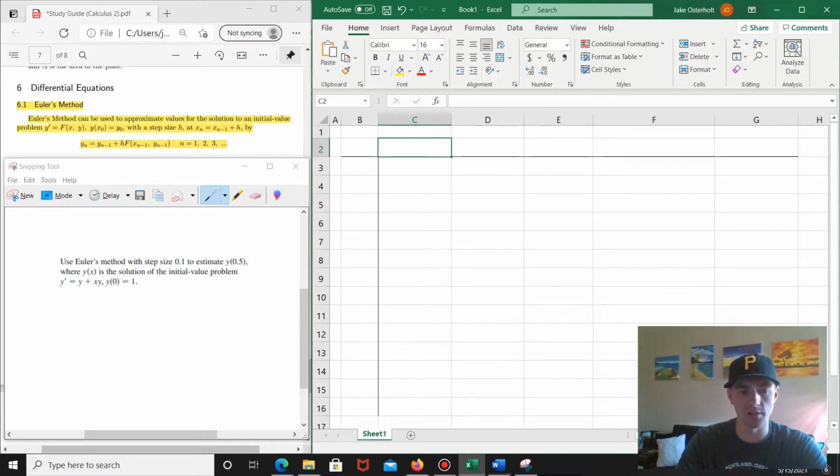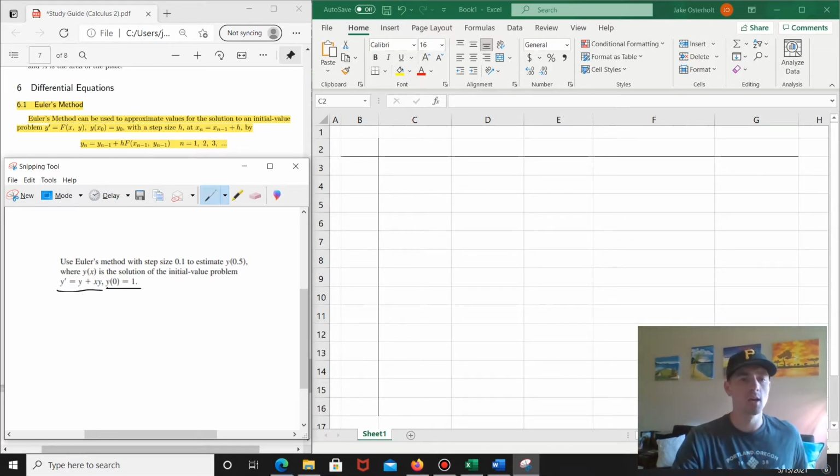So in this case, we were given y prime equals y plus xy. So we know that we can use that as our big F of xy. And then we were also given y of 0 equals 1. So that tells us the initial value condition that we know with this differential equation. We also know that we have a step size of 0.1. That was given. So that tells us that our h in this equation on my study guide is 0.1.